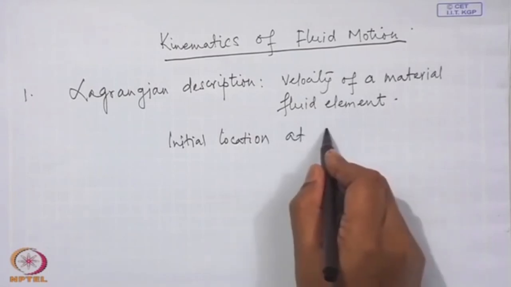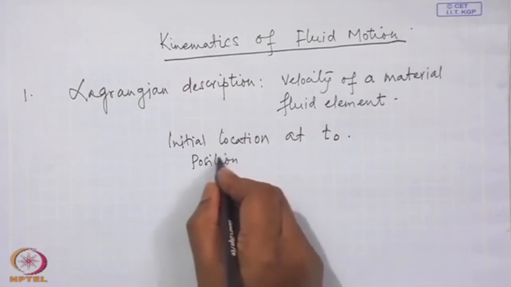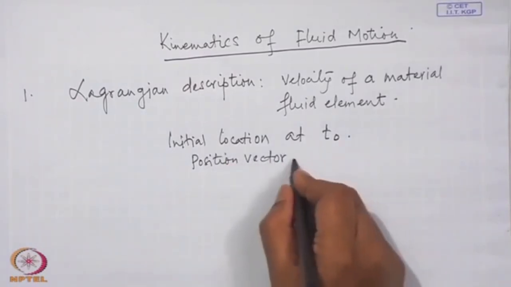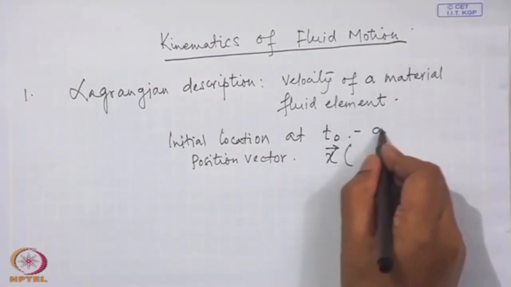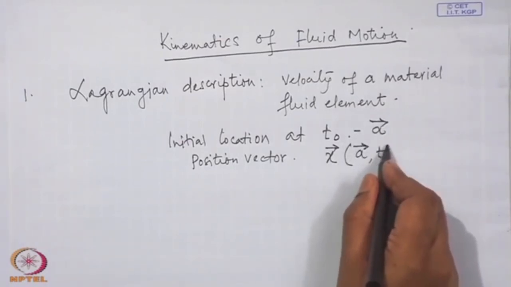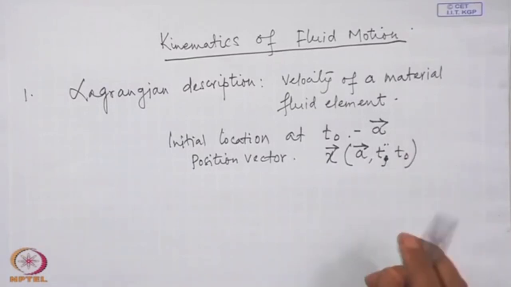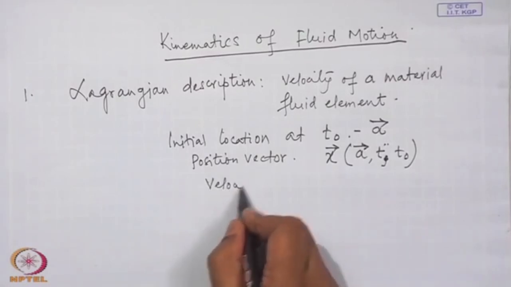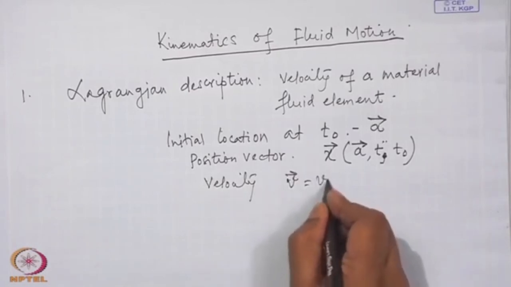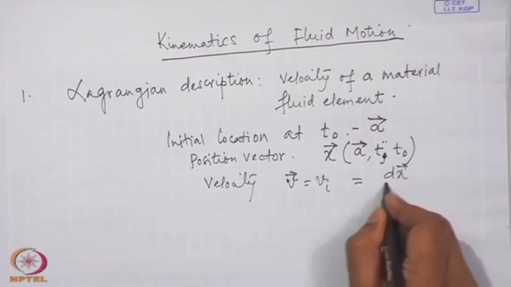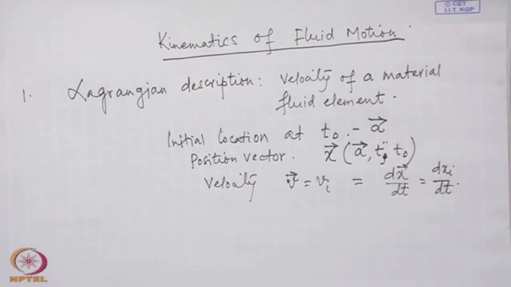Location at say time t0, then the position vector for that fluid element, you may denote it by anything, say x, for that fluid element which was at a at time t0, at a subsequent time. And the velocity is as you have already defined, let us call it v or v_i as before. A very simple description.